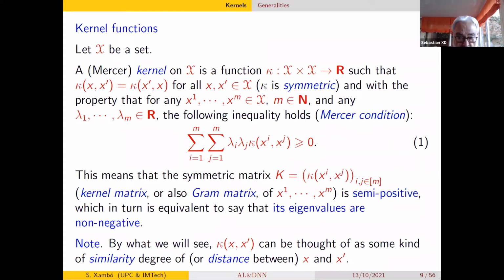Well, what is clear is that this condition 1 means that the matrix formed by kappa of x_i, x_j for all i and j in the range of M, which is called the kernel matrix, or also, by the form it has, a Gram matrix of x_1 to x_M, is equivalent to say that this matrix is semi-positive, which in turn, as I said before, is equivalent to say that its eigenvalues are non-negative.